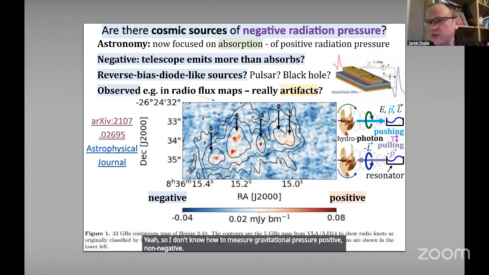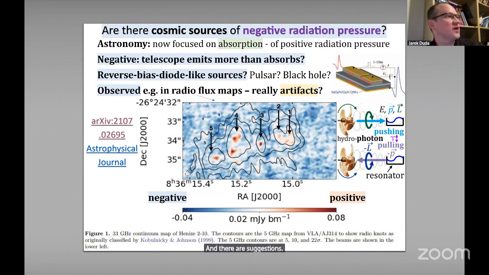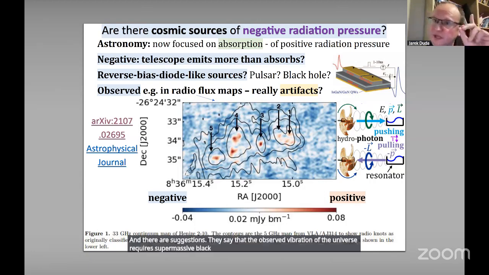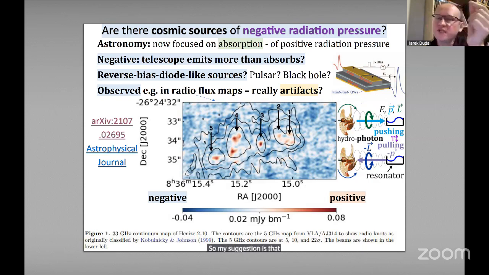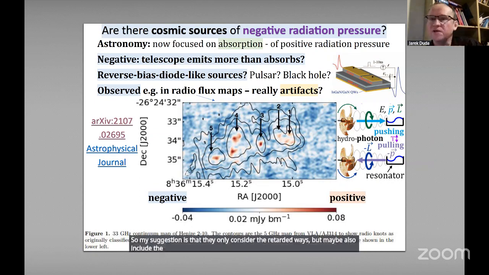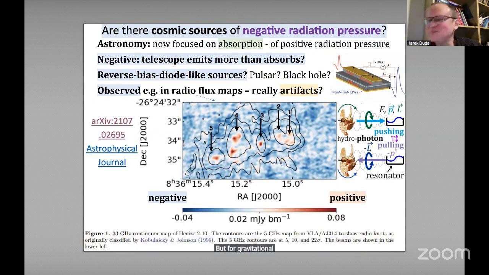Another way to measure is these pulsar timing arrays. Again, I think pulsar timing arrays should see both the retarded and advanced wave. There are suggestions that the observed vibration of the universe requires supermassive black holes, but then the number is insufficient. My suggestion is that they only consider the retarded waves, but maybe also include the advanced sources. But for gravitational pressure, I don't think it's measurable in the near future. But it should be very similar.